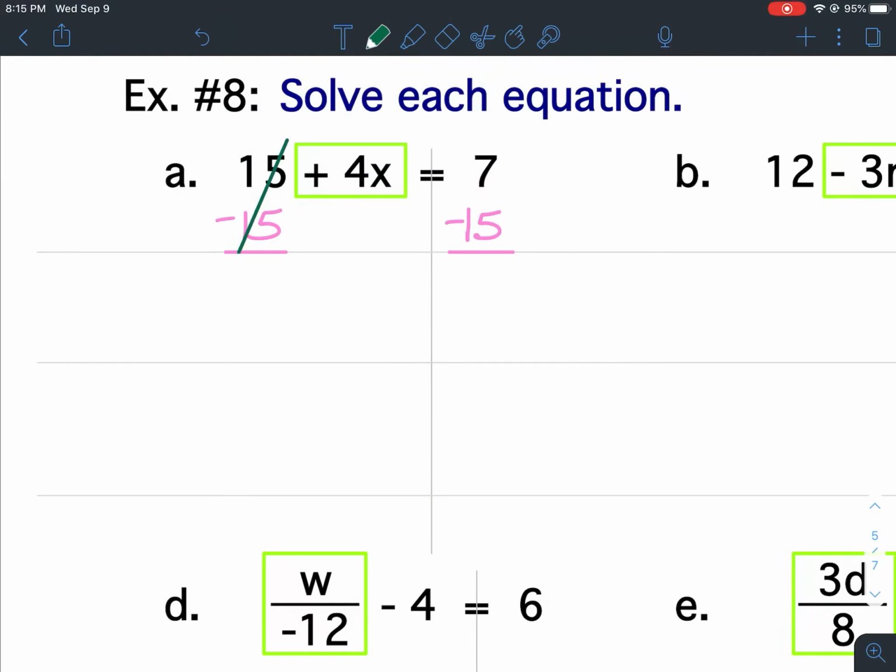They cancel. Now when you bring down the positive 4x, you don't need the plus sign. Drop the plus sign, just bring down the 4x. Bring down your equal signs, and 7 minus 15 is negative 8.